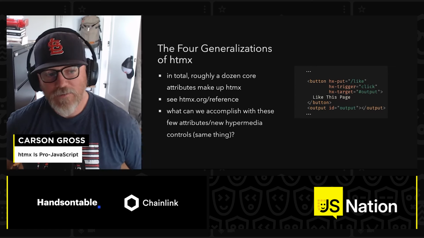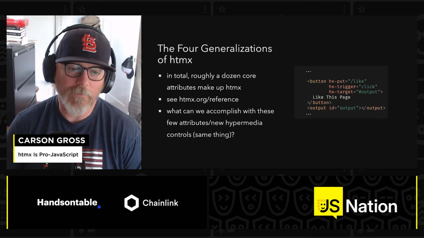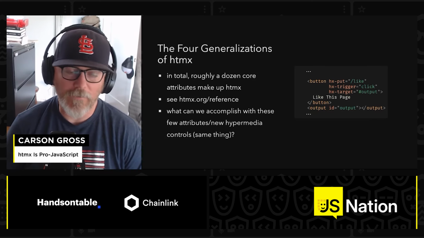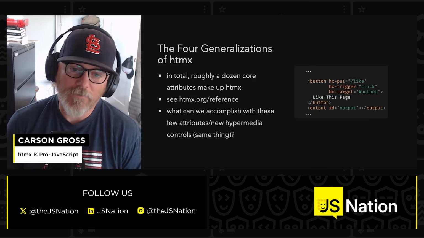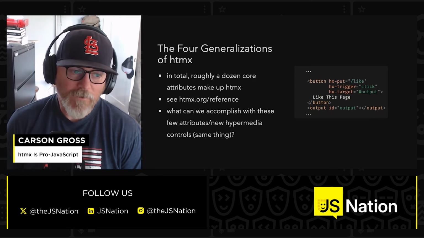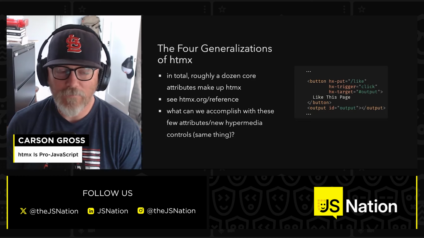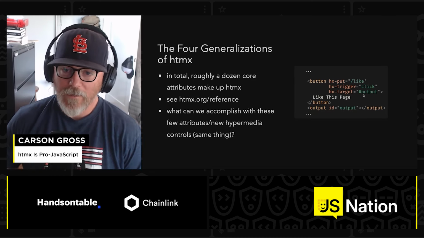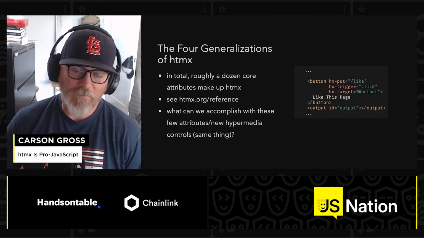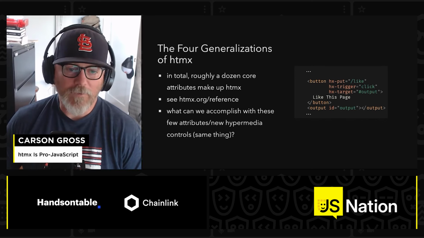In general, I'd say there are about a dozen core attributes that make up htmx, probably fewer than 10 of the real core ones. You can check out htmx.org/reference. So that's not very much, right? That's like 12 attributes, and most of them have fairly straightforward syntax. The trigger can get a little hairy, but hx-target and a lot of them use CSS selectors, things you're already used to. It's just not a very complicated library.